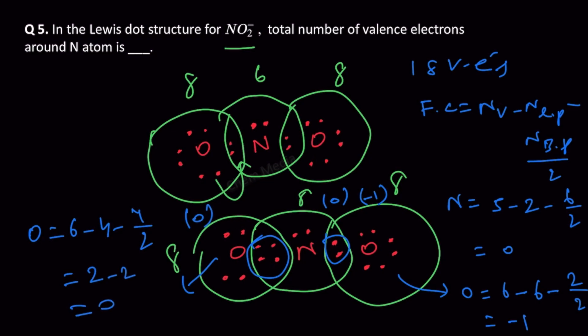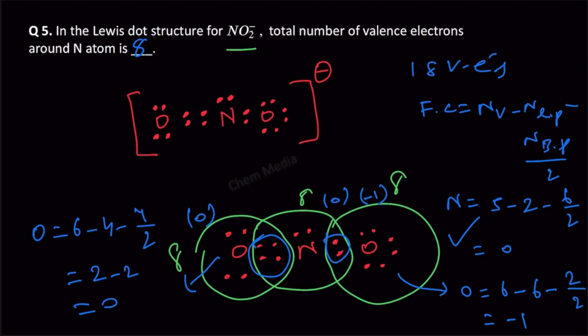So we do get the net charge of minus 1 if we sum up everything. But at the same time, for nitrogen as well as one of the oxygen atoms, the formal charges are 0. Therefore, this is the best Lewis structure. Here they are asking the total number of valence electrons around nitrogen atom in the best Lewis structure. Therefore, if we count the bond pairs as well as lone pairs, it would be 8. Therefore, 8 is the correct answer here.